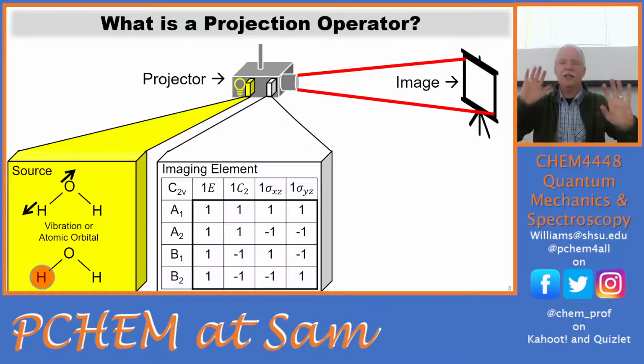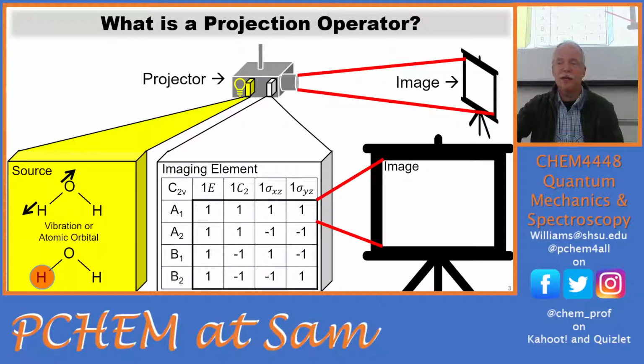So if this hydrogen is connected to the other hydrogen by symmetry operations, then those will mix together. And that's what we mean by linear combinations. What makes them linear? Well, they're not squared. They're not square rooted. They're just pluses and minuses. So we're just adding and subtracting those combinations of atomic orbitals.